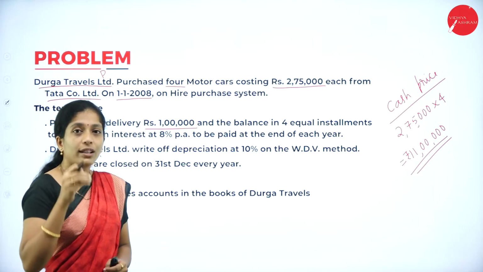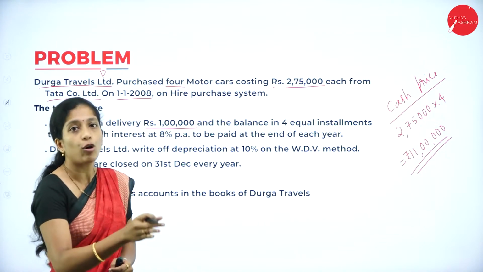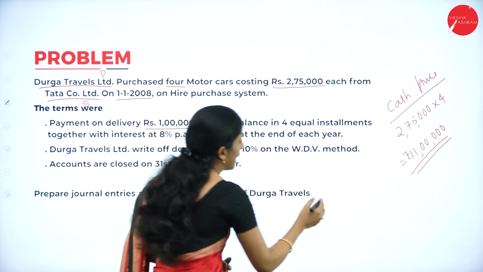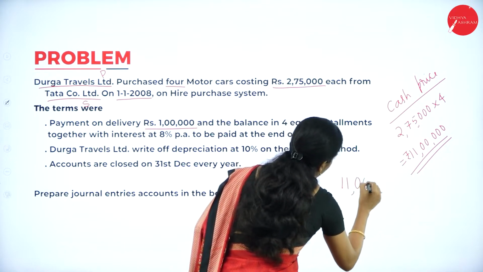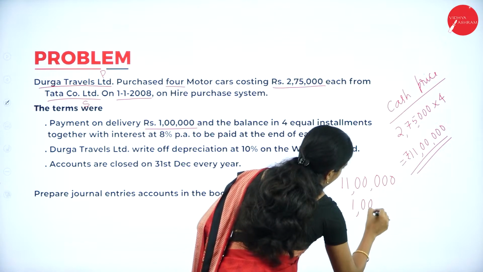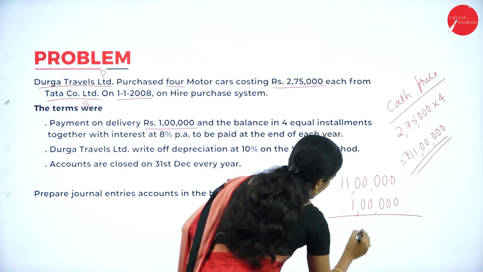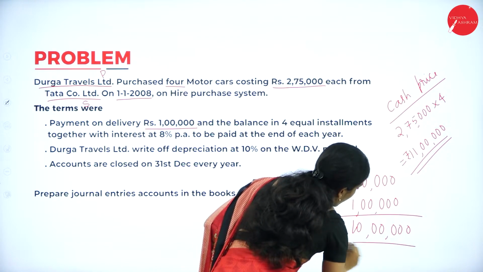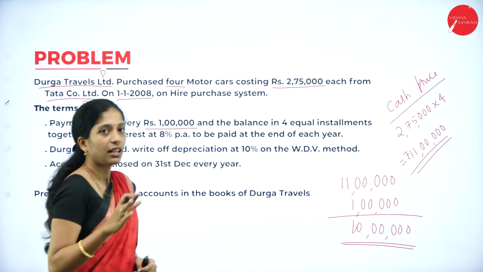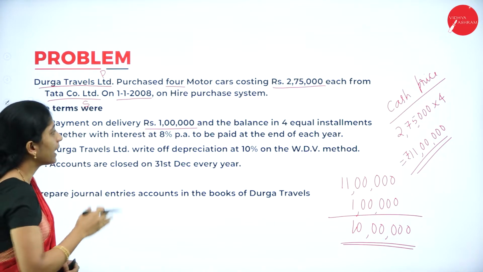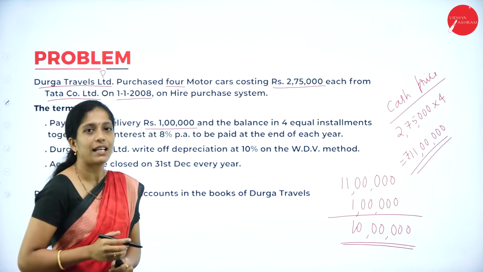Out of which, on the date of delivery, they made a down payment. Now what is this 1 lakh? It's a down payment. So they had to pay 11 lakh, and they have paid 1 lakh as down payment. So the remaining 10 lakh they have to pay in the form of installments. Now clear? So on payment on delivery rupees 1 lakh and the balance in 4 equal installments.